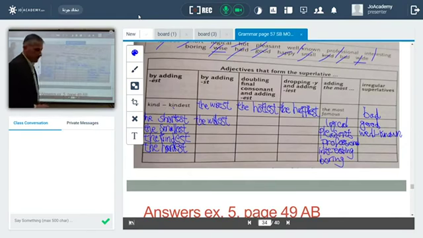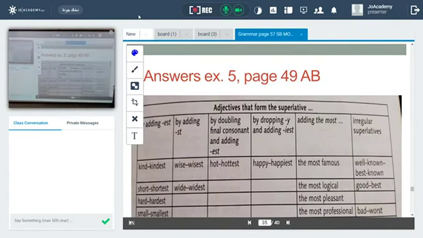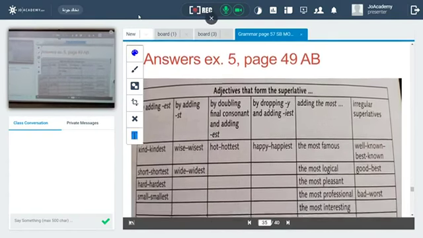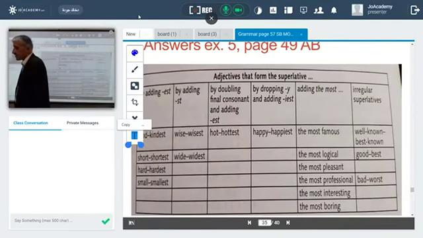Well-known. Okay, so these are the adjectives. We made them according to the groups. Let's see our answers, if we are solving them right or not. Answer to exercise number 5.